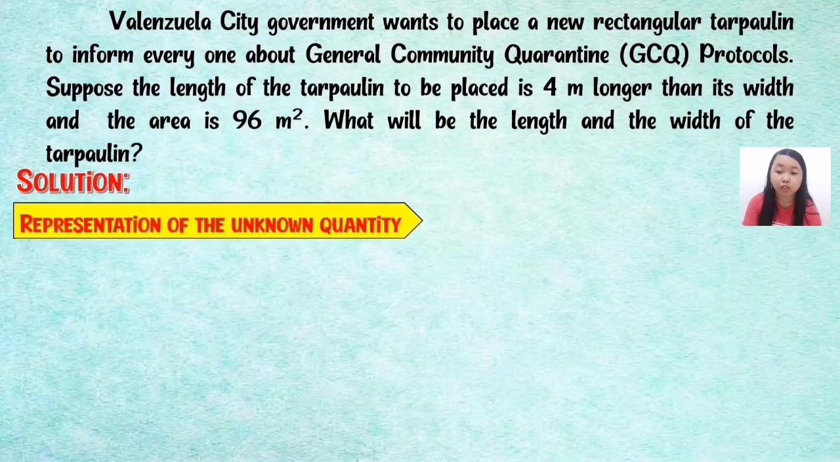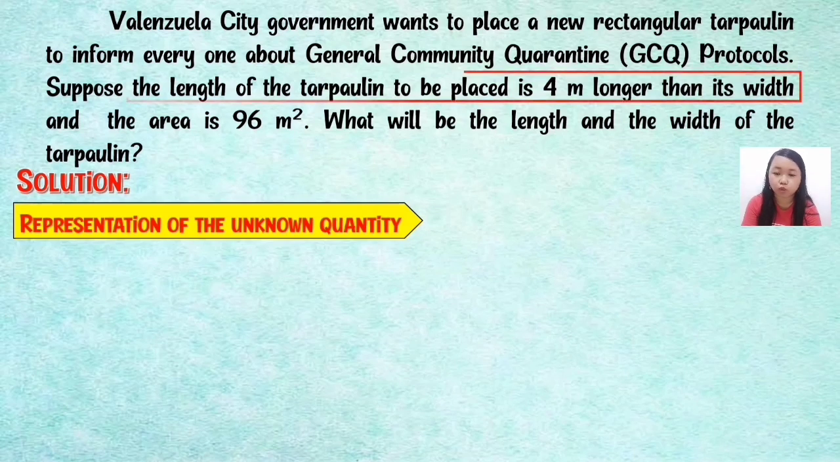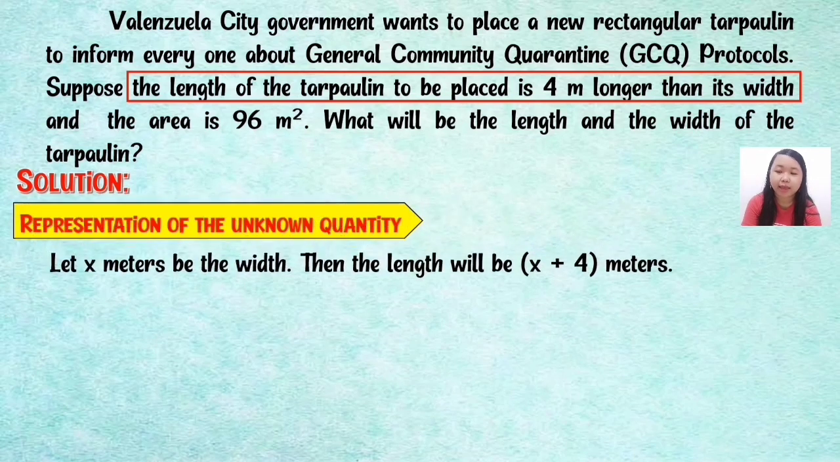So again, we need to represent the unknown quantity. So the unknown quantity here are the length and the width. So look for a clue. The length of the tarpaulin to be placed is 4 meters longer than its width. So the length depends on the length of the width. It is 4 meters longer. So if we're going to let x meters be the width, then the length will be x plus 4 meters.